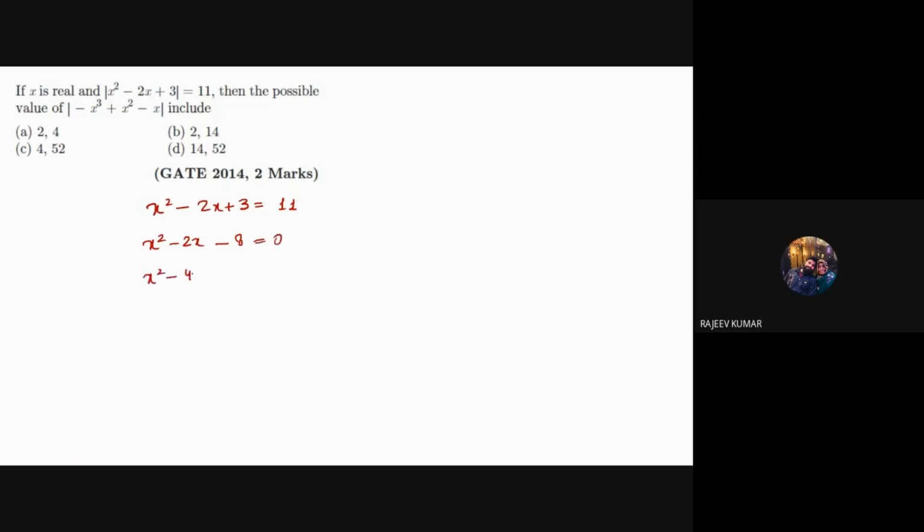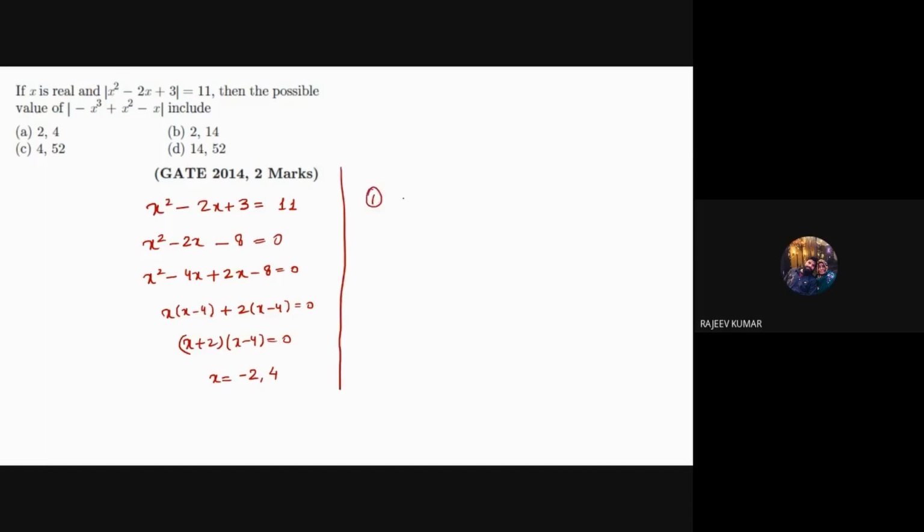Further, it will become 4x plus 2x minus 8 equals 0, which will become (x minus 4)(x plus 2) equals 0. So x की वैल्यू मेरे पास आ जाएगी, x plus 2, x minus 4 equals 0, and hence x equals minus 2 and 4. I got two answers for x. Right. Now let's substitute these answers onto the given equation.